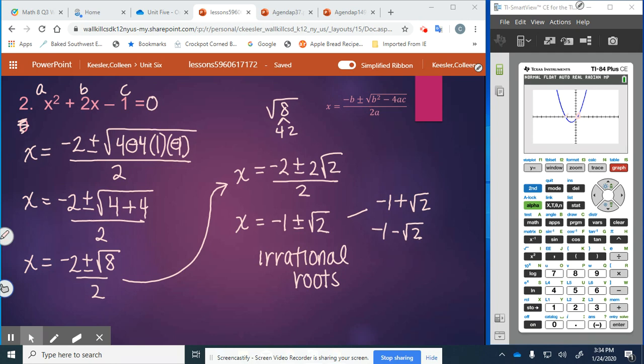I know that's a little confusing, but radical 2 is like 1.7 something. So you could kind of try to match it up there. It's a little tricky to see because it's irrational, right? But again, whenever it's an irrational root, it's because you cannot simplify the radical all the way through. All right, let's take a look at another example.